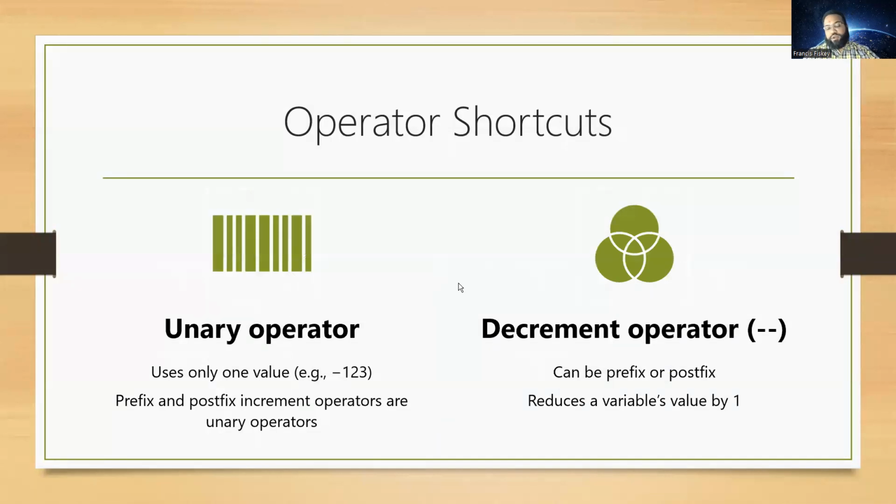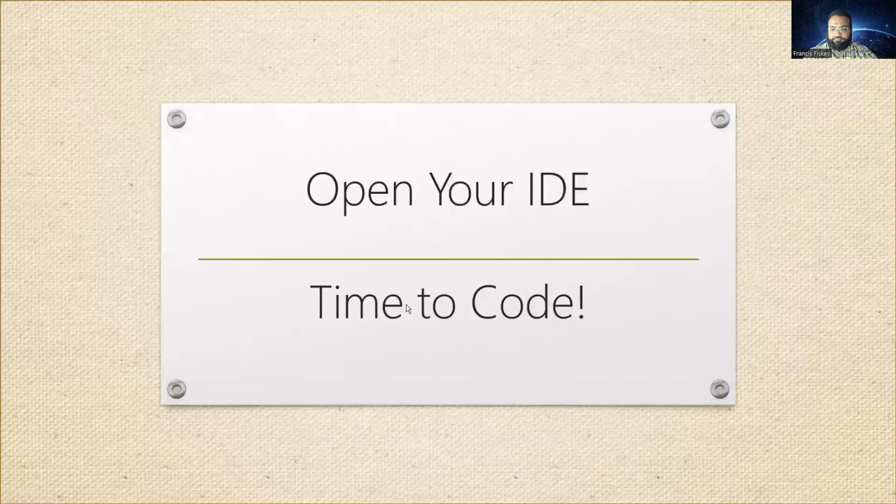So now that we've spoken about increment operators, I can't help but speak about decrement operators, which is basically the inverse or the reciprocal to your increment operator. Instead of adding 1, it subtracts 1. A unary operator is somewhat the same as well, and it uses only 1 value. All right, so now that we've talked a little about that, let's jump right into the code, shall we?